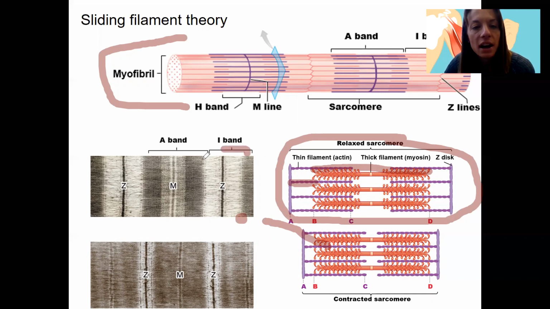Over here, this is the I band. Overlap is going to increase when we have contraction. So that I band is going to get smaller across our muscle. That's literally the muscle shortening. And this will make even more sense, hopefully make some sense now, when we look at the molecular events that happen going from relaxed to contracted.